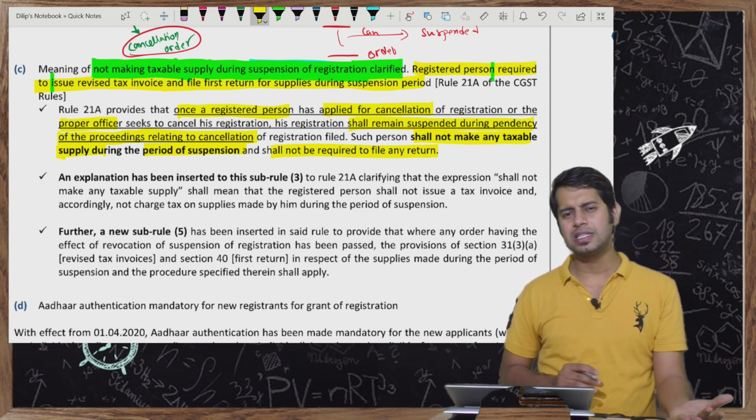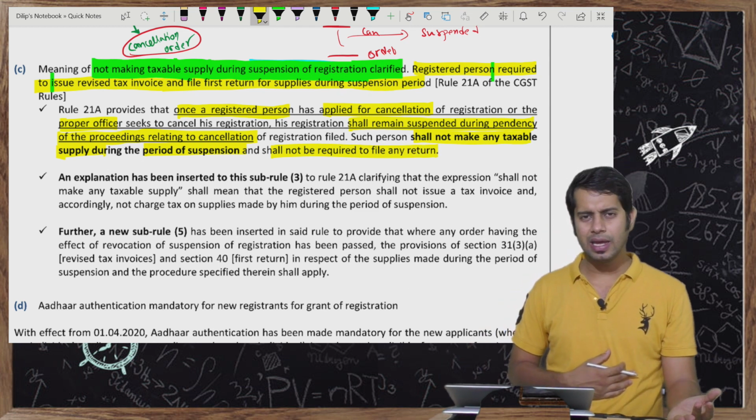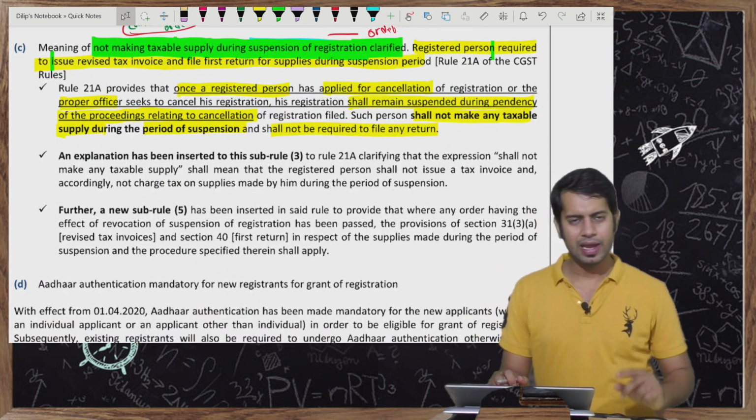He should not make any taxable supply, and is not required to file any return also.